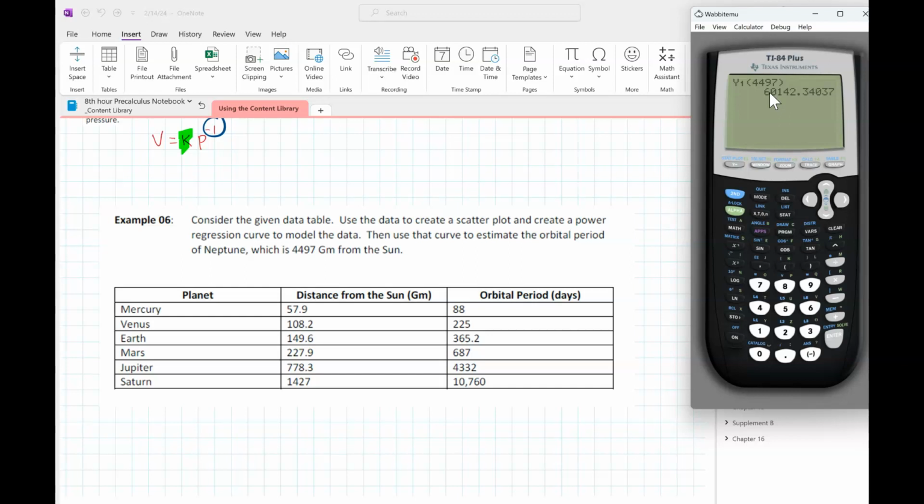What is this number saying? 60,142. What is that? That we're awesome people. When they say orbital period in days, that's how many days it takes for one cycle. One year, basically, one trip around the sun. So if you lived on Neptune, one year is 60,142 days. It's a long time.